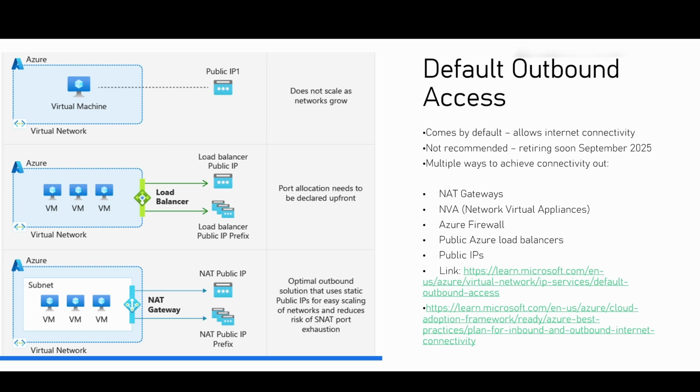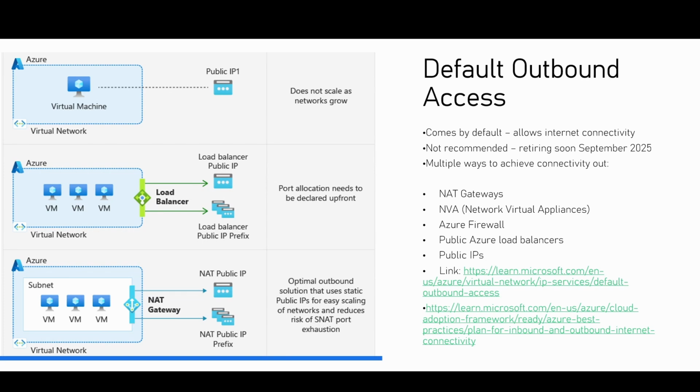The thing about this is it's really not recommended. It's not a secure way to manage our resources in Azure. We don't really have any control of those public IPs that our virtual machines use to go out to the internet. And this is also not recommended because it's retiring soon. If you have virtual machines that are using default outbound access nowadays, they're going to be retiring that soon, on September 2025. So hopefully we want to allow explicit ways to connect out to the internet.